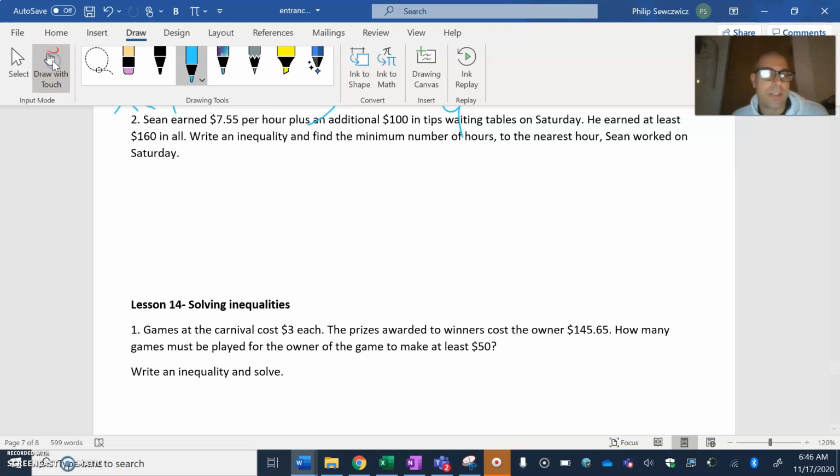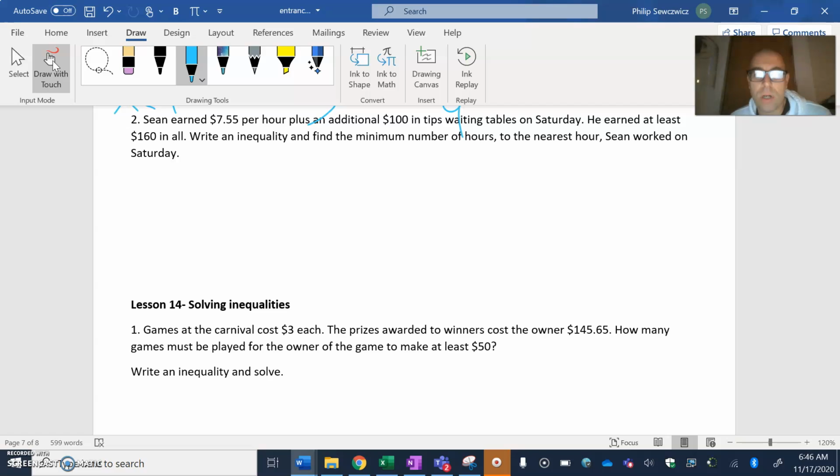So we've got Sean here. He's earning $7.55 per hour plus an additional $100 in tips for waiting tables on Saturday. He earned at least $160 in all. So we know he got at least $160. Write an inequality to find the minimum number of hours, nearest hour, Sean worked on Saturday.